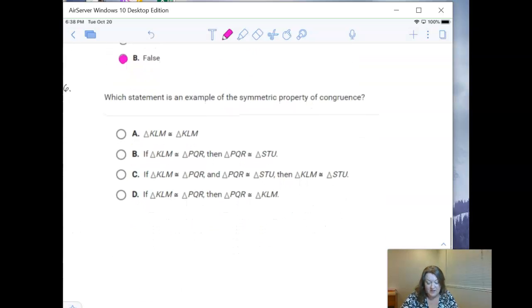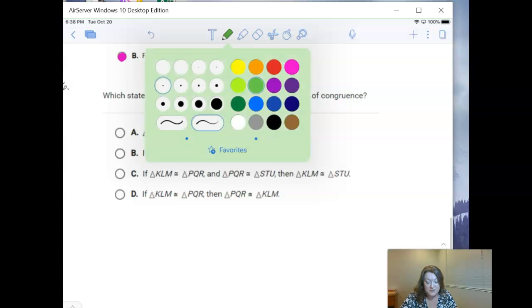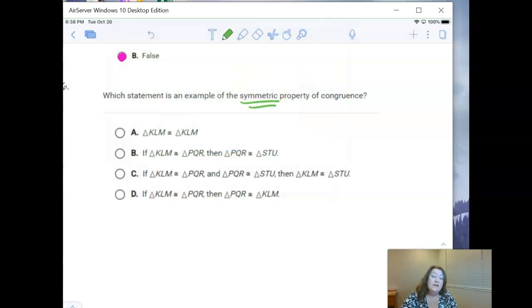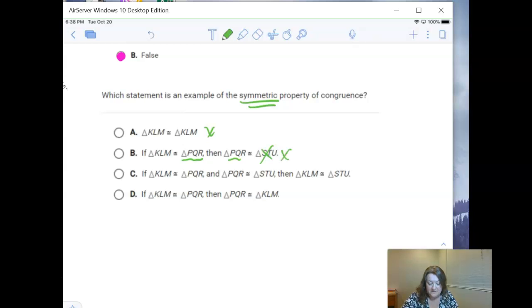Okay, and then the last one, which is an example of the symmetric property. So the symmetric property, remember, is where you just move things on the other side of the congruent statement, but you keep the letters in the same order. So we should have two statements. We should have the first one, and then we should have the one that is flipped. So it can't be A because that's just one statement. Let's check B. KLM is congruent to PQR. So did they move PQR to the first? Yes, they did. And did they move KLM to the end? They did not, so it's not this one.